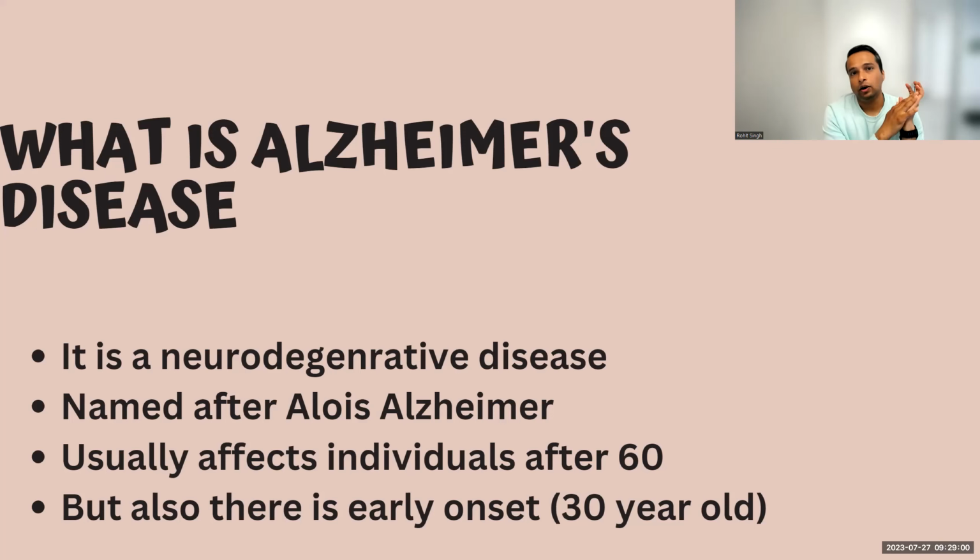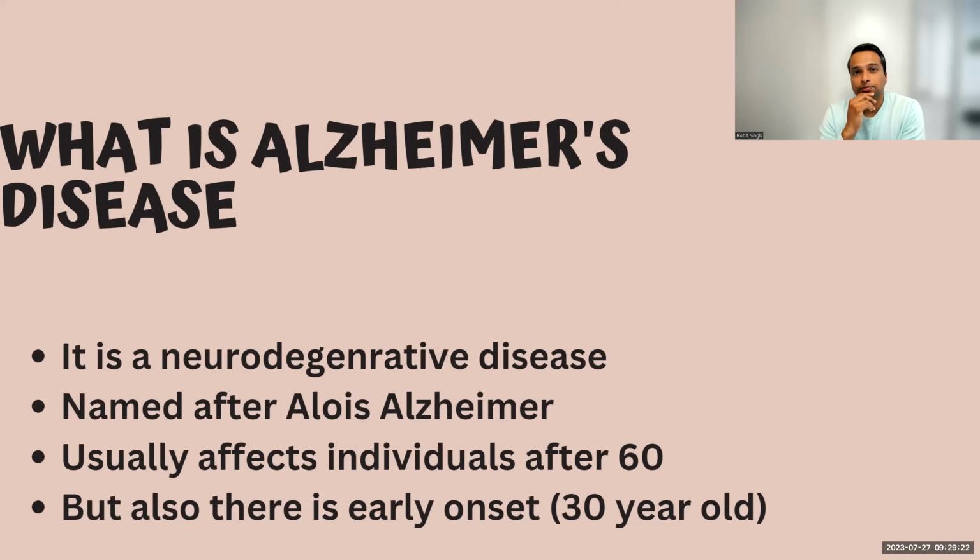It is named after Alois Alzheimer. He was a German physician who discovered the first case of dementia, which was memory loss. He registered and studied that. So it was after him they named this disease Alzheimer's, because dementia, or loss of memory or loss of thoughts, is part of Alzheimer's disease.